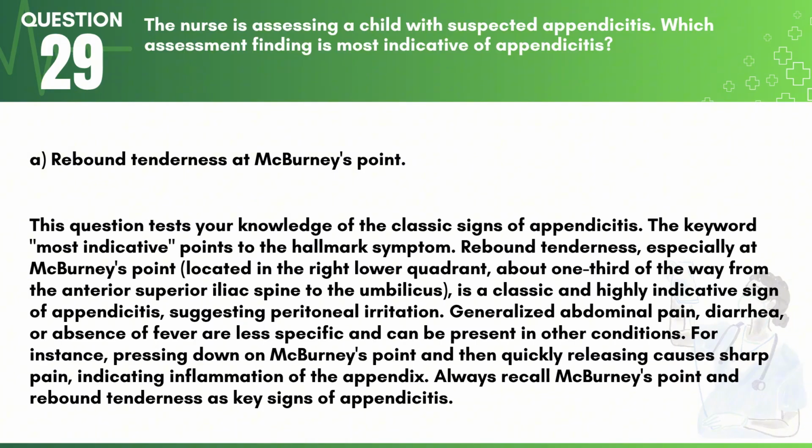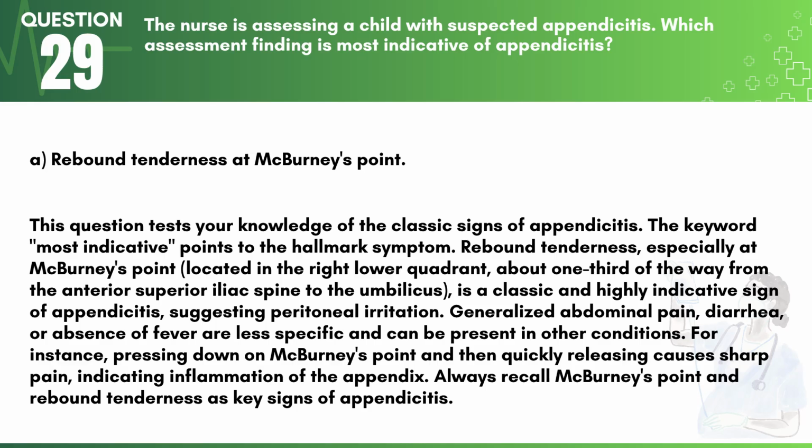Answer: A. Rebound tenderness at McBurney's point. This question tests your knowledge of the classic signs of appendicitis. The keyword, most indicative, points to the hallmark symptom. Rebound tenderness, especially at McBurney's point, located in the right lower quadrant, about 1/3 of the way from the anterior superior iliac spine to the umbilicus, is a classic and highly indicative sign of appendicitis, suggesting peritoneal irritation.